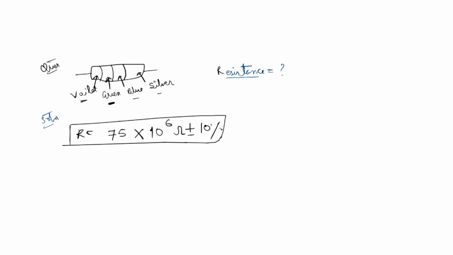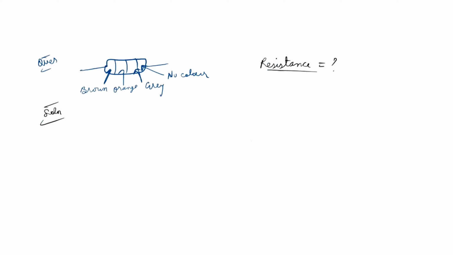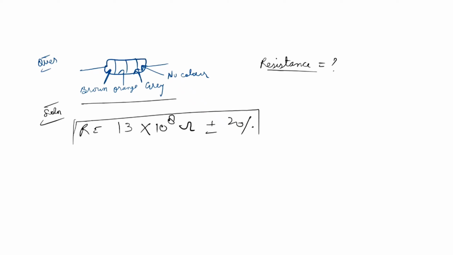Now the next question is similar. Here you have brown, orange, gray, and no color. From the chart, brown is 1, orange is 3, then the multiplier gray is 10 to the power 8 ohm. For no color, I told you to write plus or minus 20% as the uncertainty. So this is the final value of the resistance of this resistor.